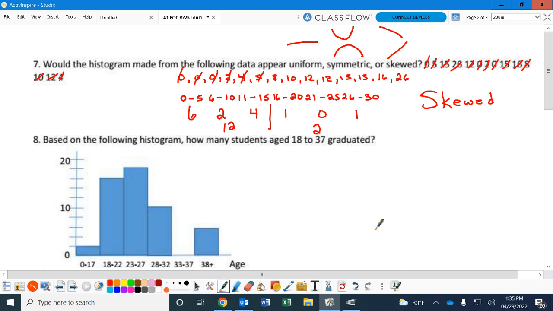They love to ask questions on histogram bar graphs. They love anything with a picture. They love it. Okay, guys, here we go.